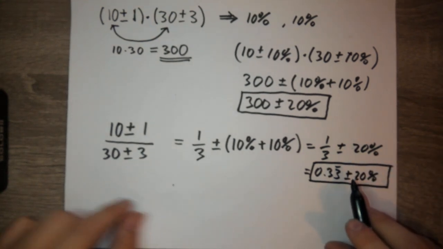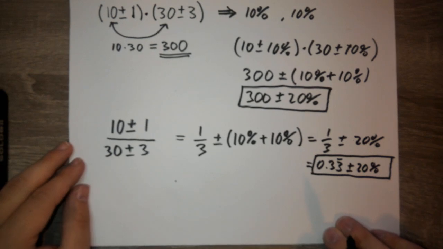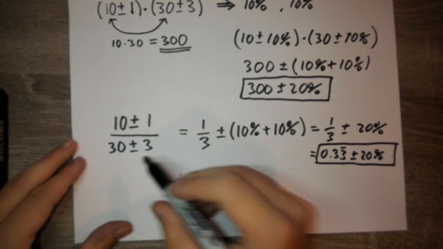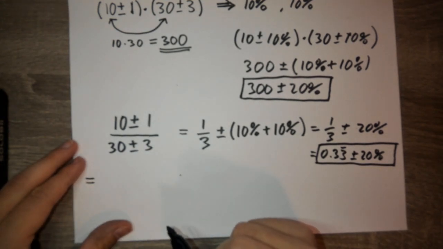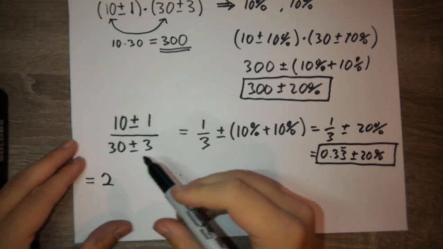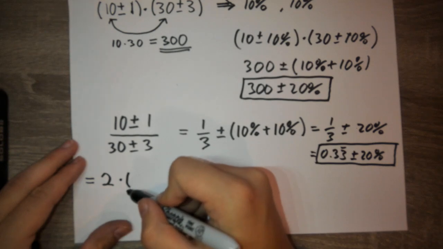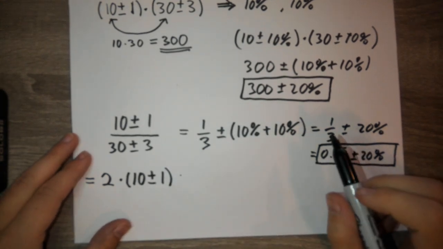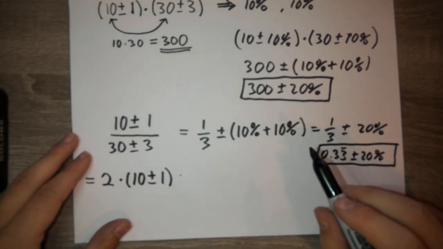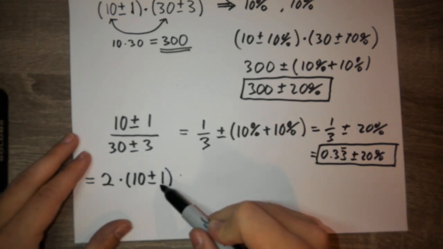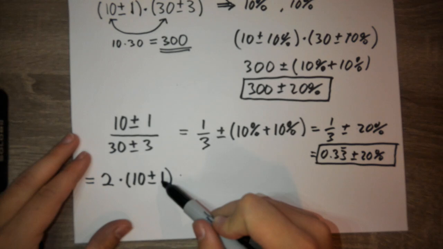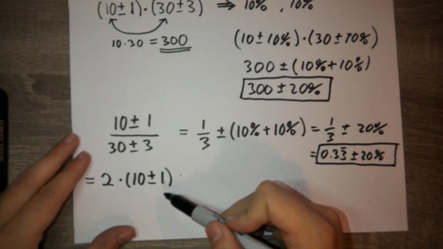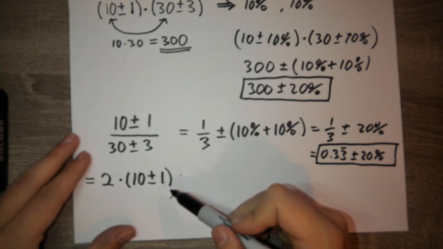So that's division. Now there's one more case we can look at, which is multiplication by a constant. So let's say we have 2, just the number 2, and we want to multiply it by this value. So there are two different cases here. One is if we have the uncertainty value as its exact value or as its relative value. And we treat it differently based on what it is.